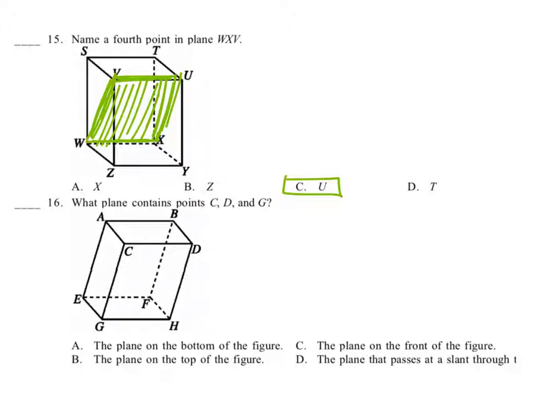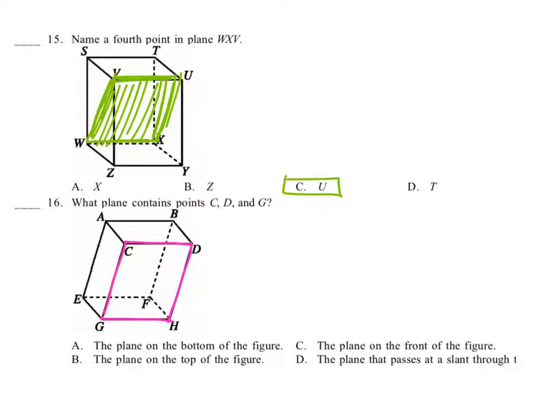Now, what plane contains points C, D, and G? C, D, and G. This is this surface, C, D, G. Okay? So we also see, and actually let me just box it out with putting all the lines because I want to see all the letters. And this one, okay, bottom of the figure, top of the figure, front of the figure, plane that passes out a slant through it. Well, that's the front of the figure, right?